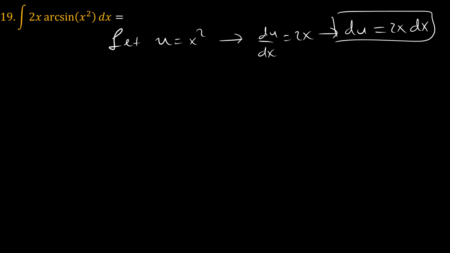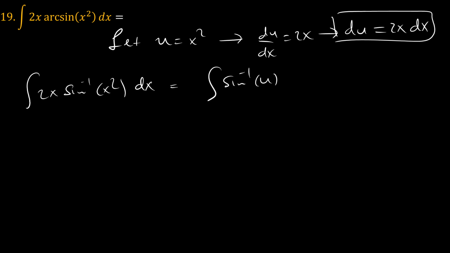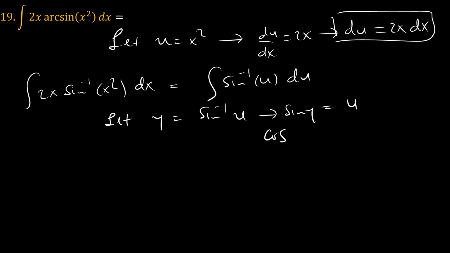And so our problem, 2x arcsine of x squared, becomes the integral of arcsine of u du. Well, we could further say let y be equal to arcsine of u, such that sine of y is equal to u, and cosine of y dy/du is equal to 1, meaning that we could use cosine y dy to substitute for du.